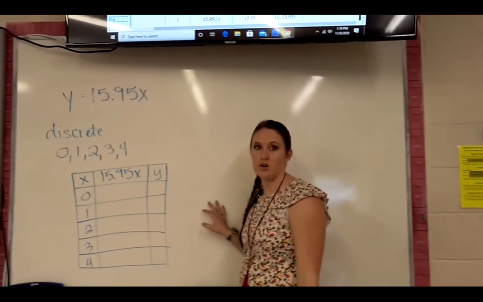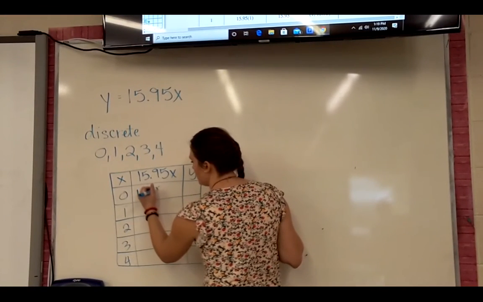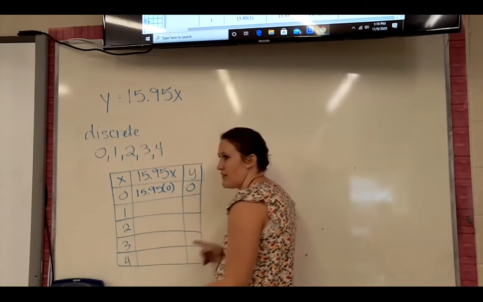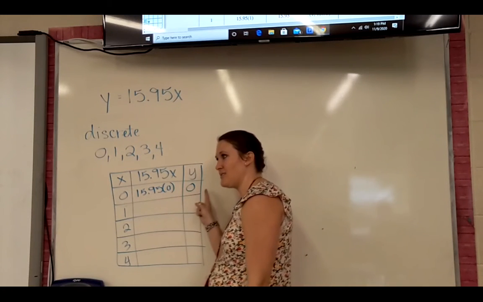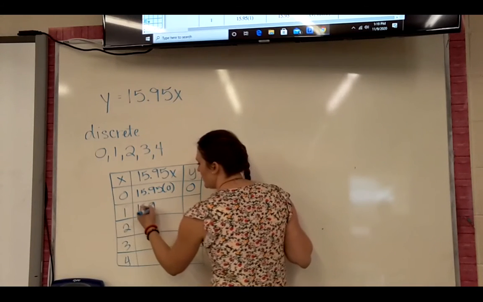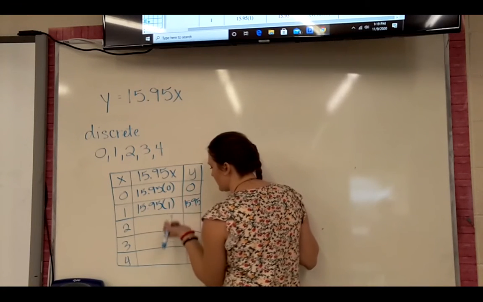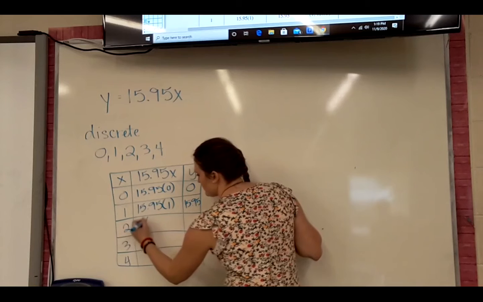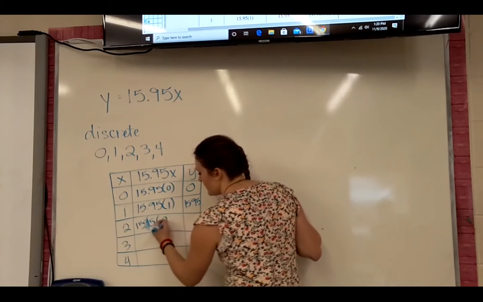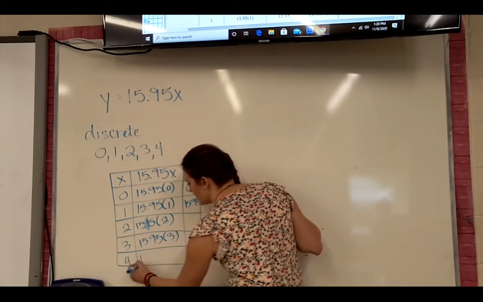Now we're just filling in our table. So here I have 15.95 times 0, which is just 0, which makes sense, right? If you buy 0 tickets, you should be paying $0. So then when we have one ticket it would be $15.95. The rest of this is just plugging numbers in and solving.